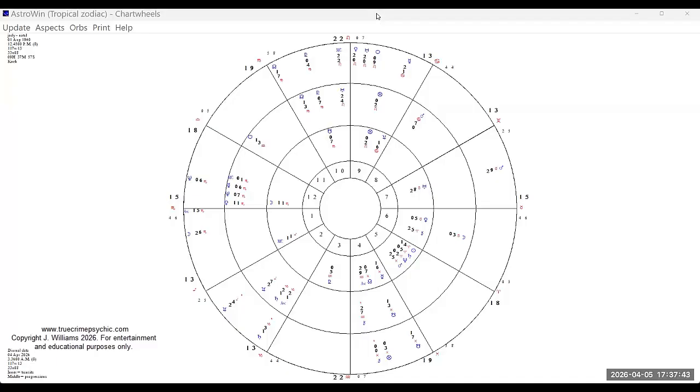Yeah, more so not very lucky. Oh, not lucky. Okay. No, not lucky. Not typically lucky. I mean, yeah, everything's a balance. You got to look at everything. And let me look at your progressions here.